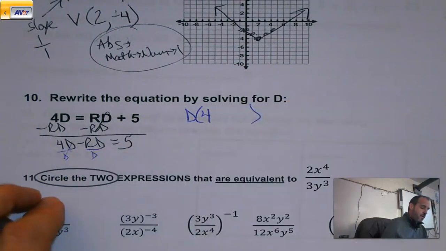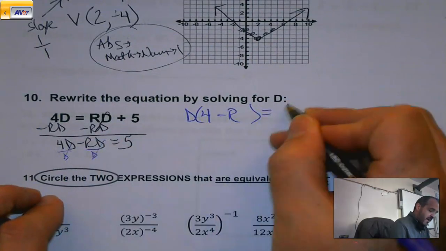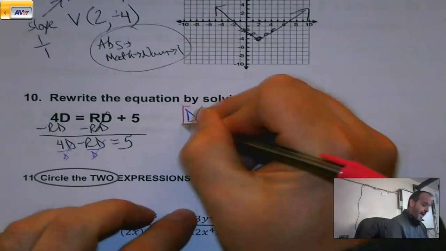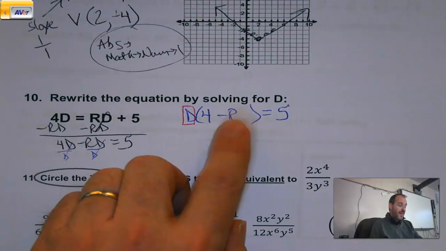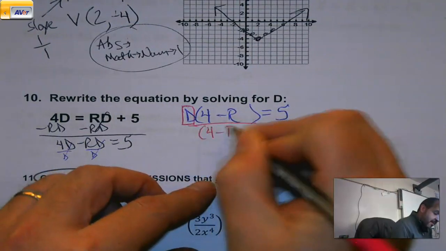Okay, if I divide each of these by D, D's cancel. I'm left with 4. D's cancel. I'm left with minus R. And look at what I got. I got 1 D left. Sweet. So to solve for it, I just got to do the opposite of this. I'm multiplying D times this. I do the opposite.